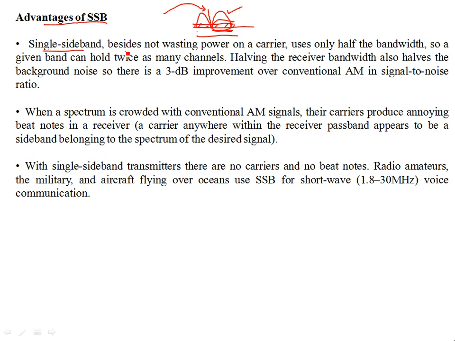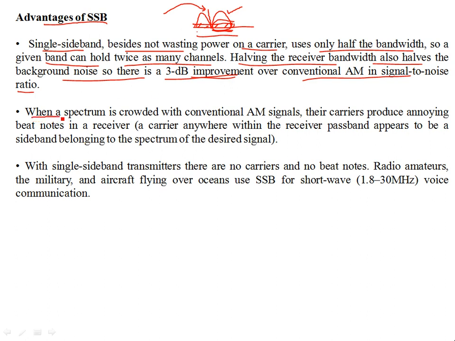So the sideband, besides not wasting power on a carrier, uses only half the bandwidth. So the given band can hold twice as many channels, right? So the given AM band, for example, can hold, yes, of course, if you reduce the bandwidth by half, twice as many channels. So halving the receiver bandwidth also halves the background noise. So there is a 3 dB improvement over the conventional AM signal to noise ratio. Okay, right.